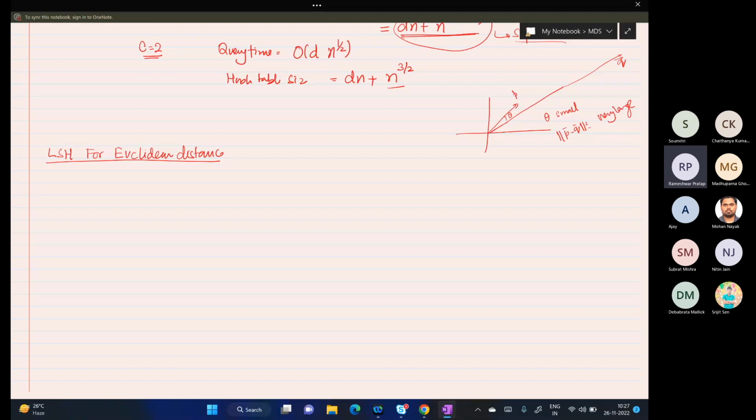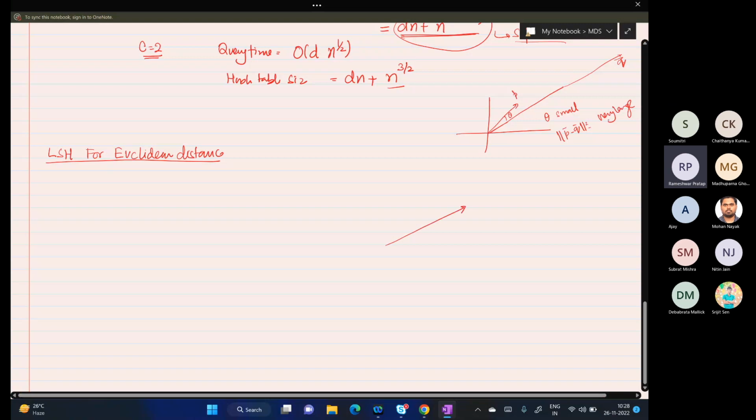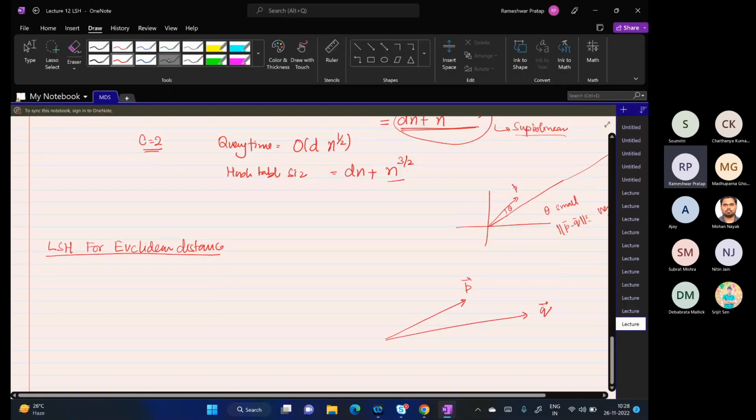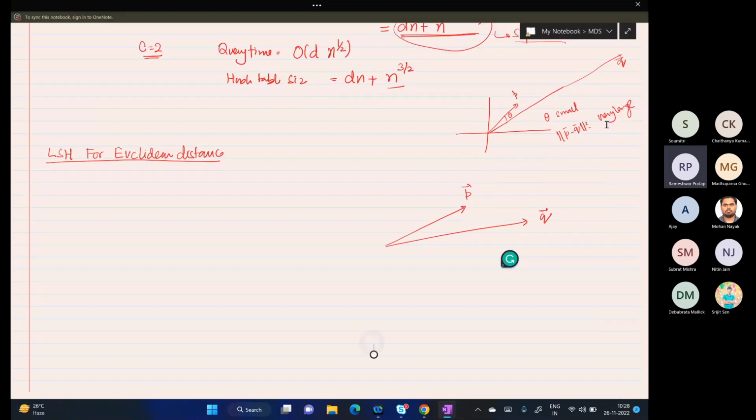Yeah, so the idea is a bit unintuitive, and of course that's why it has appeared in a very good venue. Suppose we have two points P and Q. We take a random line, and we are projecting our points onto this random line. Suppose this is a random line R.